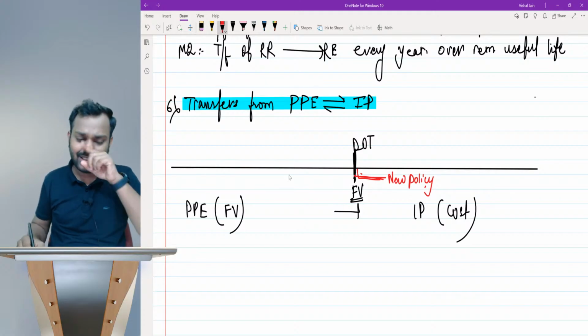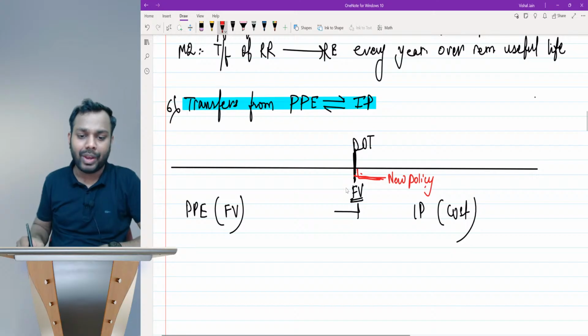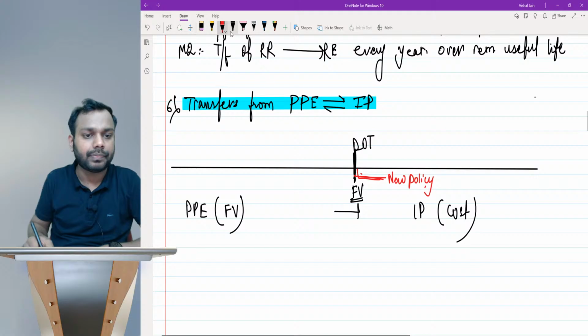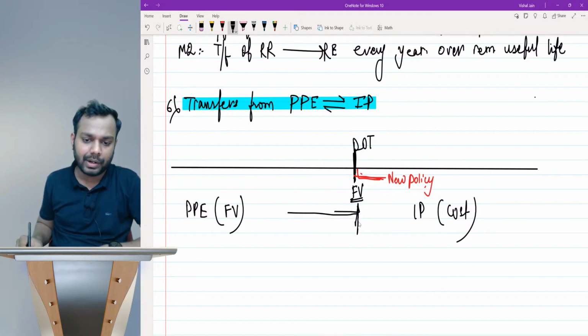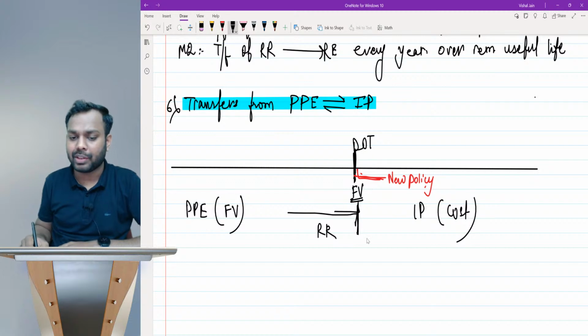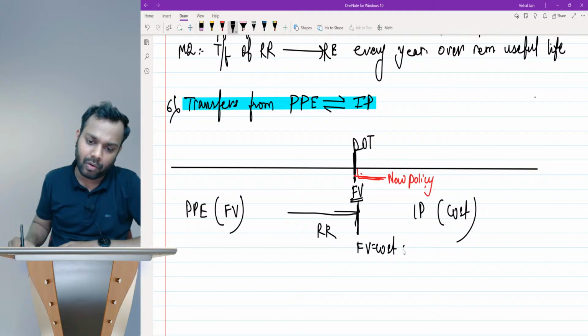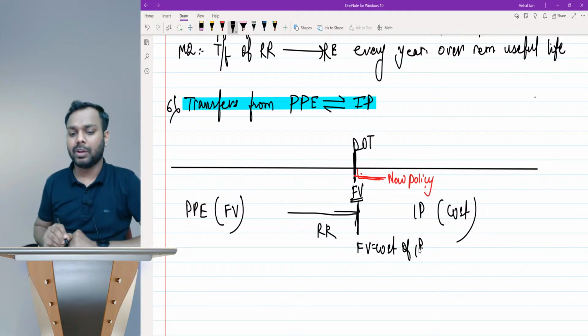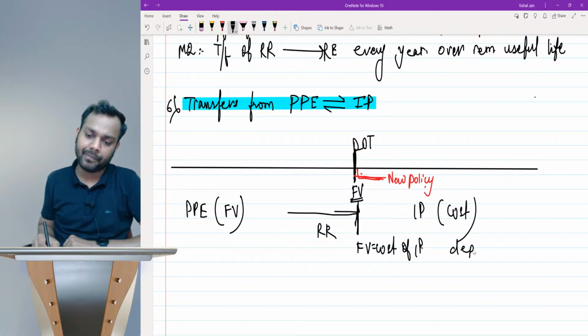Okay. Now in this case, how will we transfer? Fair value till the date of transfer, I'll write here, fair value till date of transfer will be transferred to revaluation reserve, right? The fair value on the date of transfer will be equal to cost of investment property, and now this will be depreciated over remaining life.